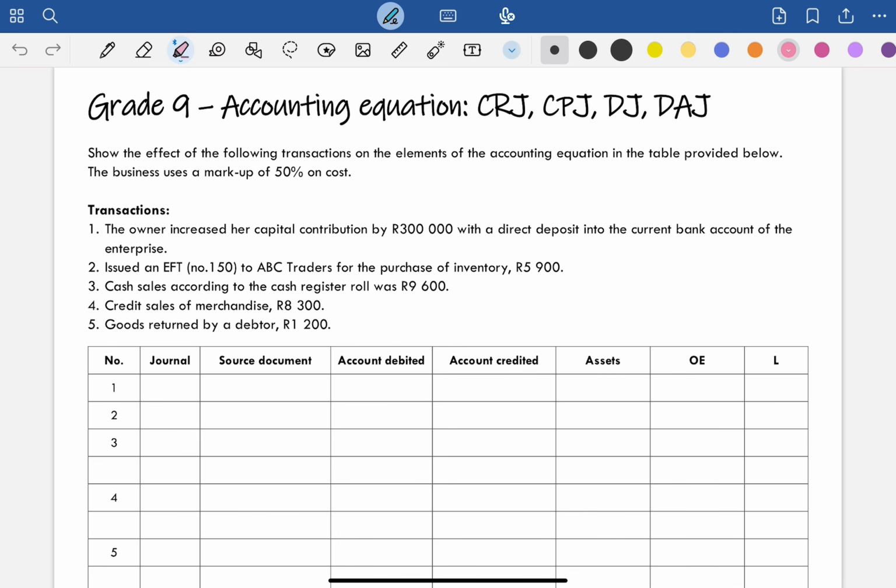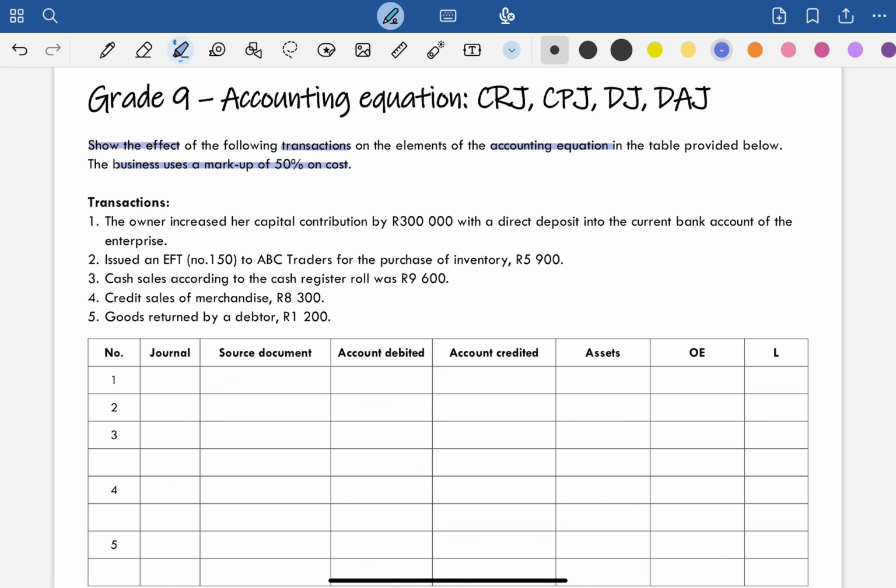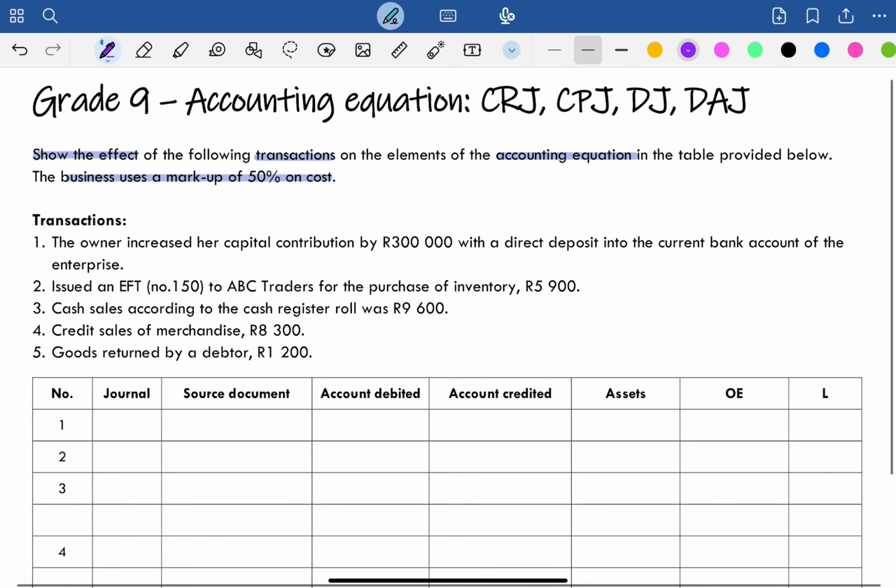They say to us in this exercise that we need to show the effect of transactions on the accounting equation. So basically analyzing transactions according to the accounting equation. They also tell us that the business uses a markup of 50% on cost. So the very first thing I need you to take note of in the sentence is that the business uses a 50% markup, meaning that when we need to calculate cost price, we're going to have to take a selling price that was given to us, and we have to say times 100 over 100 plus markup.